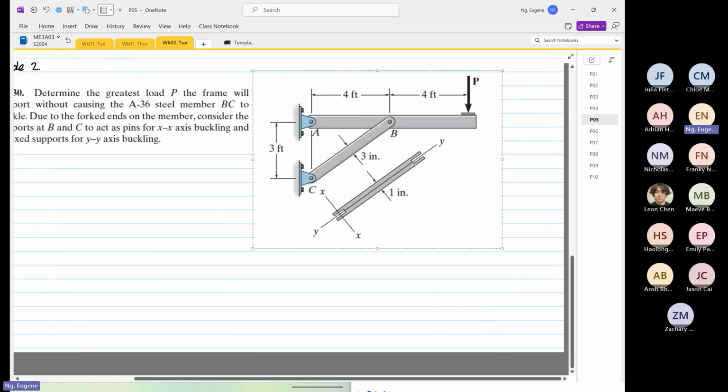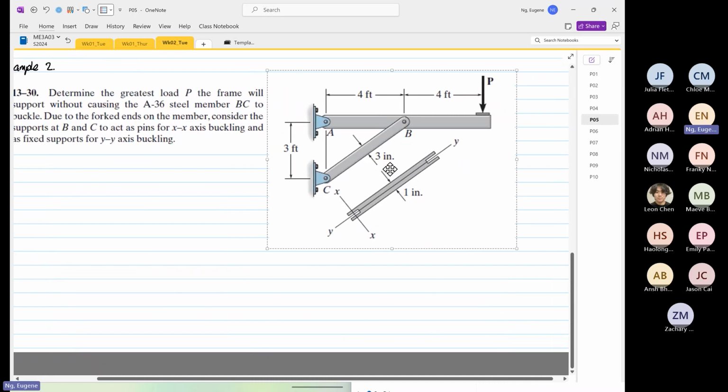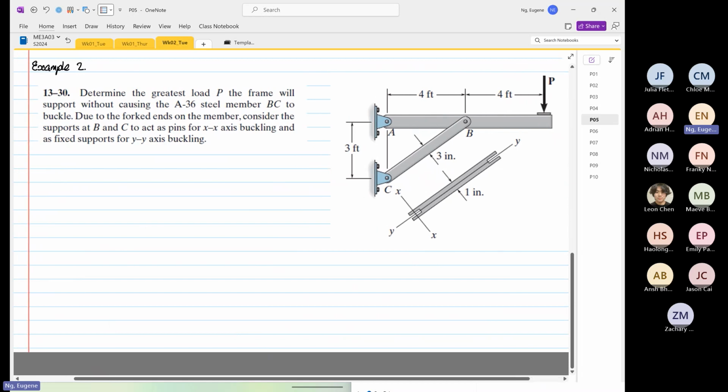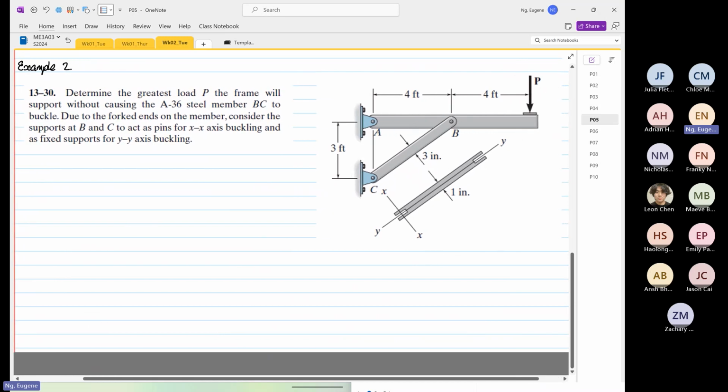Okay, so this is the problem now. We know that we have to determine the largest load P the frame will support without causing the A36 steel member BC to buckle.